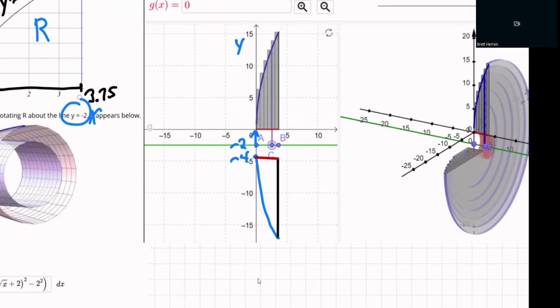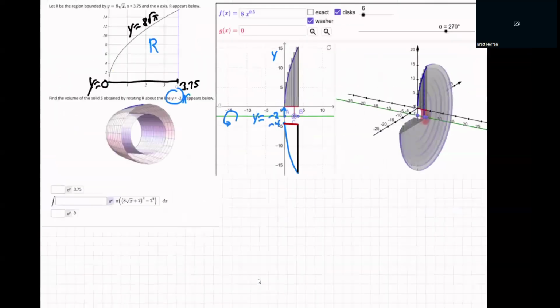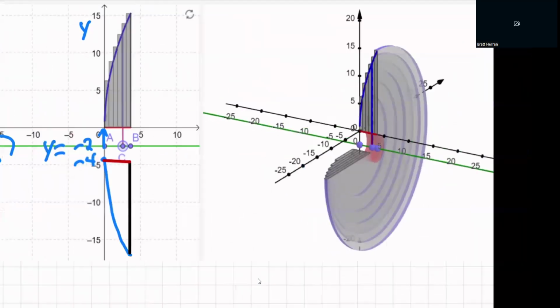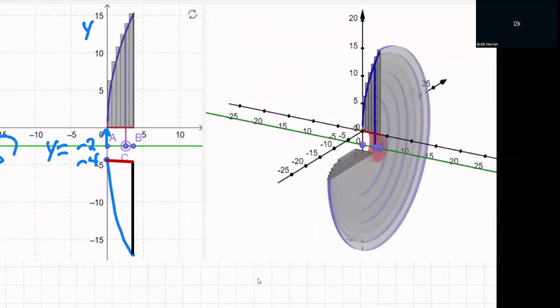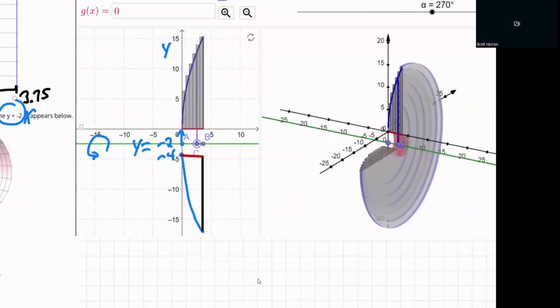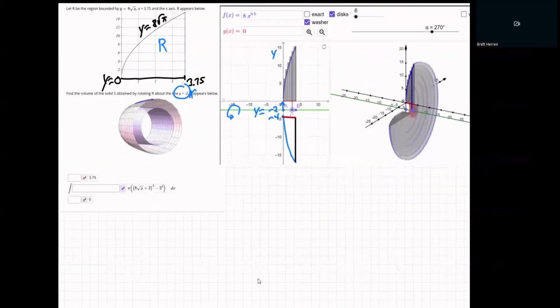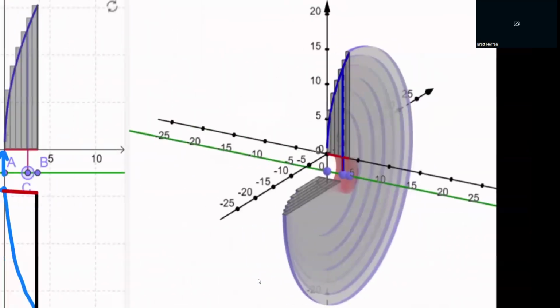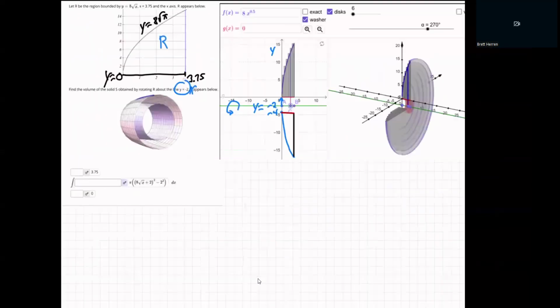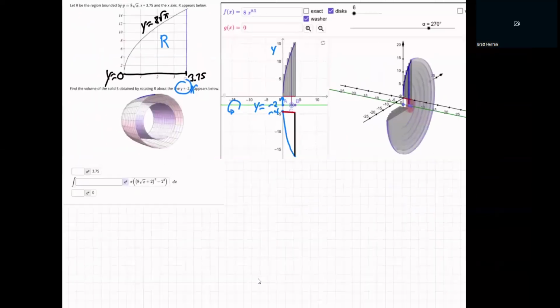It's going to rotate about that line, y equals -2, that green line. It's going to rotate the whole shape over. You can see the 3D image there. There's what it's going to produce, okay? And so now to find the volume, we've got a bunch of washers. You can see them right here. There they are, washers. See the holes in the middle? So we've got to do each washer.